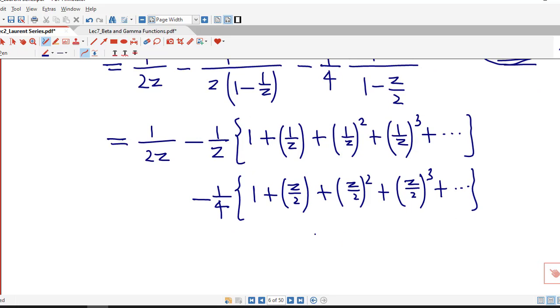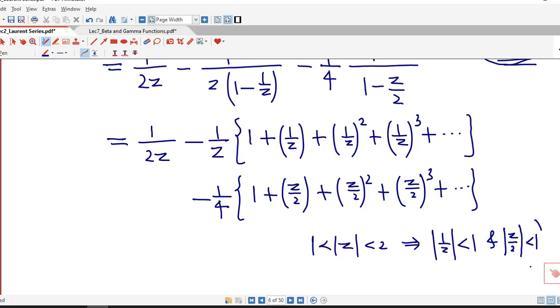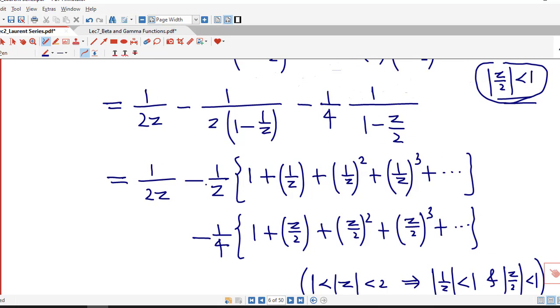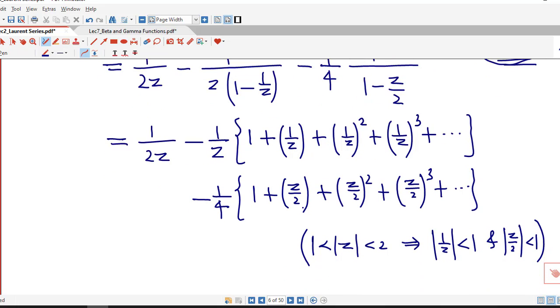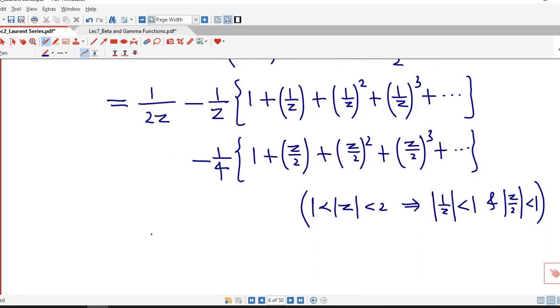And here we are using that 1 less than mod z less than 2. This implies absolute value of 1 by z is less than 1 and absolute value of z by 2 is less than 1. So we are able to use that Maclaurin series expansion of 1 over 1 minus z. Here in the first series we are having 1 by z in place of z. In the second series we are having z by 2 in place of z. Now we simplify, we collect the common coefficients.